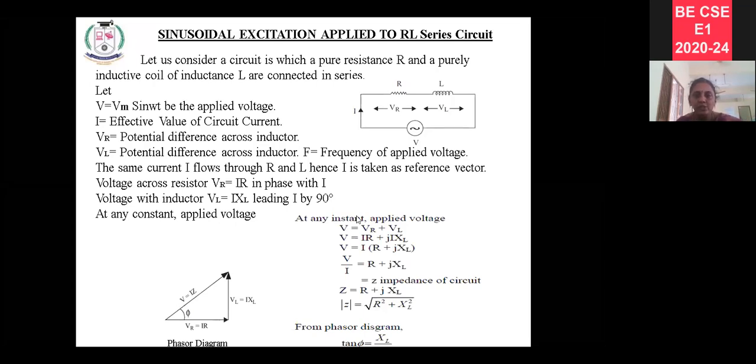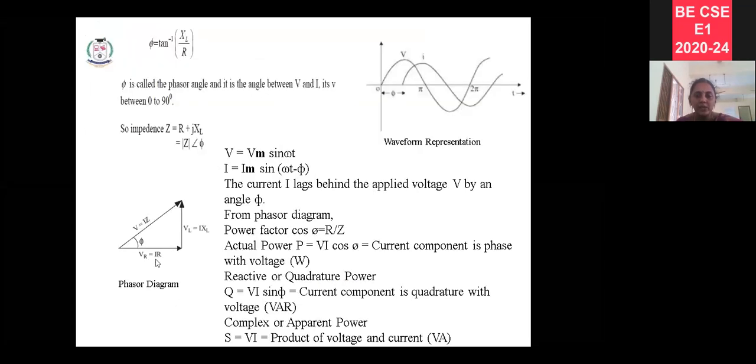After calculating the impedance, we calculate the phase angle. The phase angle is nothing but the angle between the voltage and the current. In a pure inductance, the current lags the voltage by 90 degrees. But this is a combination of resistance and inductance, so it will not be purely 90 degrees, but will have an angle with the voltage. We call this angle phi.